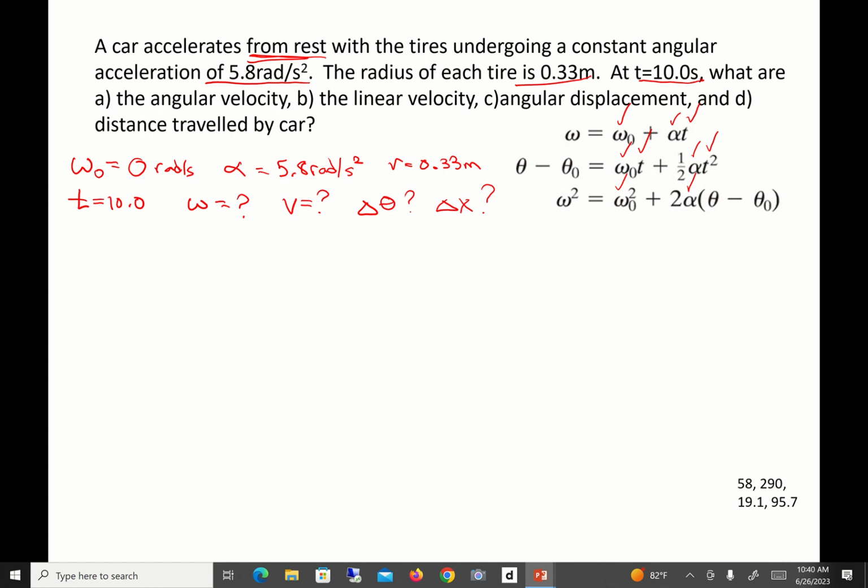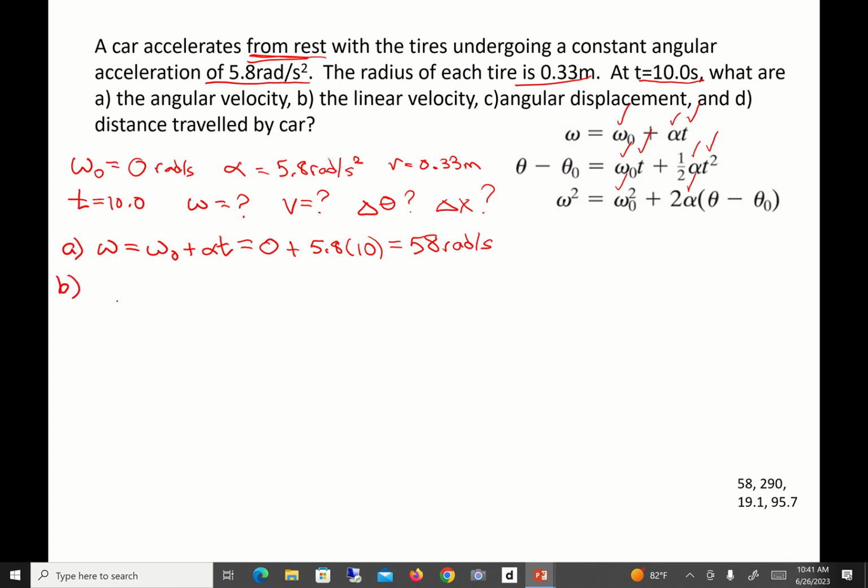So for part A, all I'm going to do is direct plug and chug. Omega equals omega 0 plus alpha t. The 0 plus alpha, 5.8, times 10. So that's 58, and the units are radians per second. Okay, so that was pretty easy.